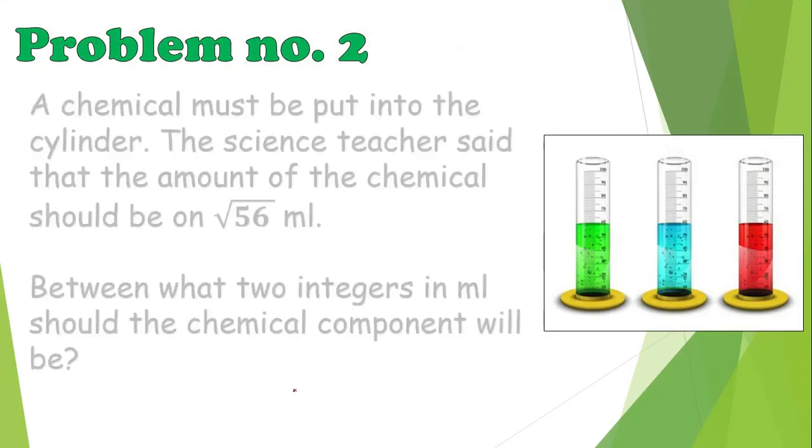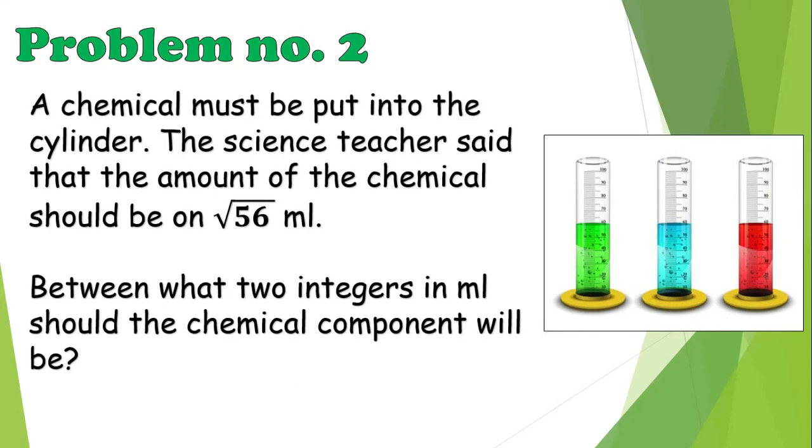Problem number 2. A chemical must be put into the cylinder. The science teacher said that the amount of the chemical should be square root of 56 milliliter. Between what two integers in ml or milliliter should the chemical component be? Okay, paki-pause lang ulit ang video and play kapag okay na.